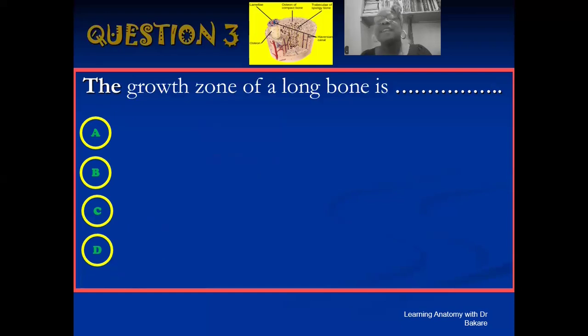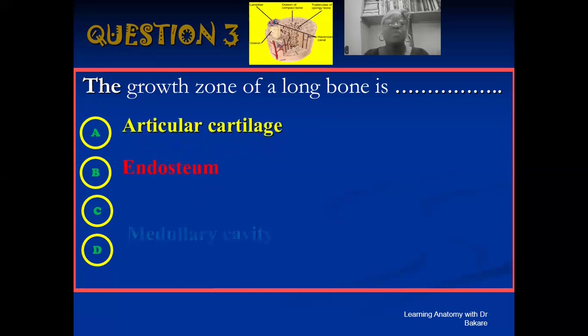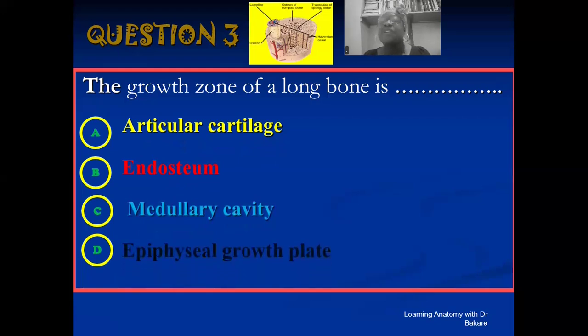Now, the third question reads: the growth zone of a long bone, is it the articular cartilage? Is it the endosteum? Is it the medullary cavity? Or is it the epiphyseal growth plate? The correct answer here, as it relates to the growth zone of a long bone, is the epiphyseal growth plate.